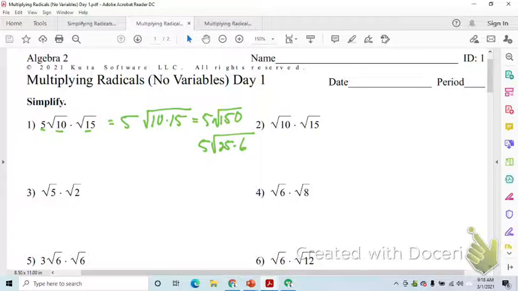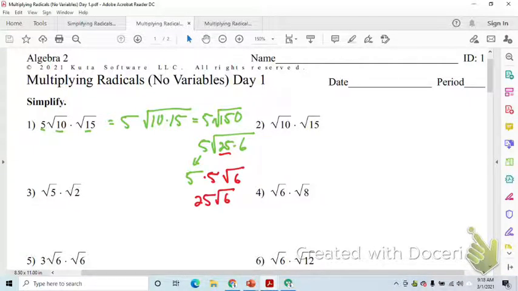Great. So then this 5 stays out here, but then what is the square root of 25? Well, that's 5. So 5 pops out, and what's the square root of 6? Well, it's the square root of 6. So then for this one, I would get 25, because 5 times 5 is 25, and then root 6.